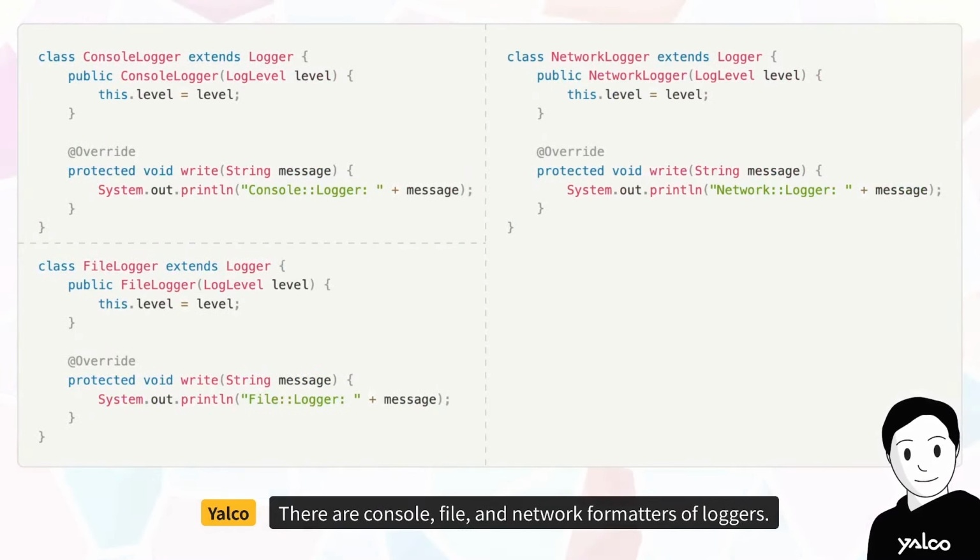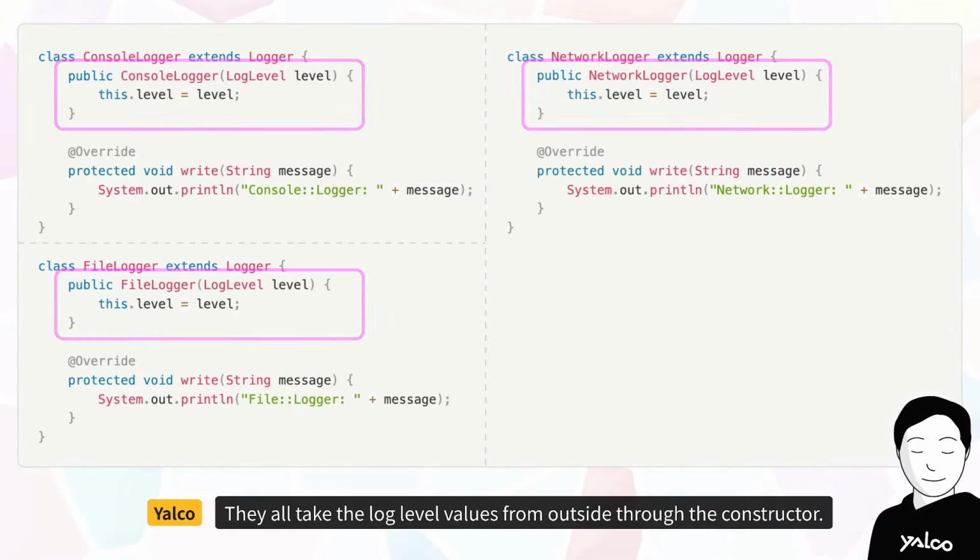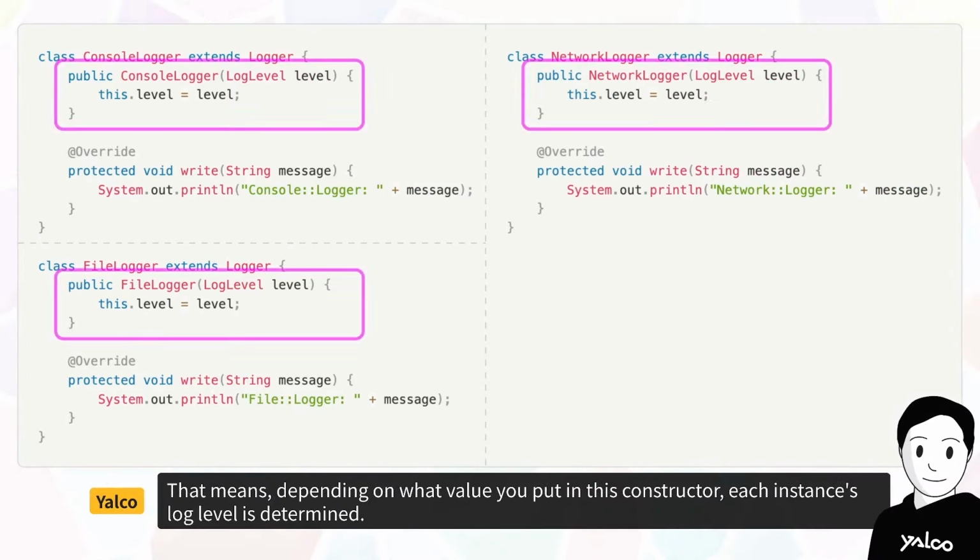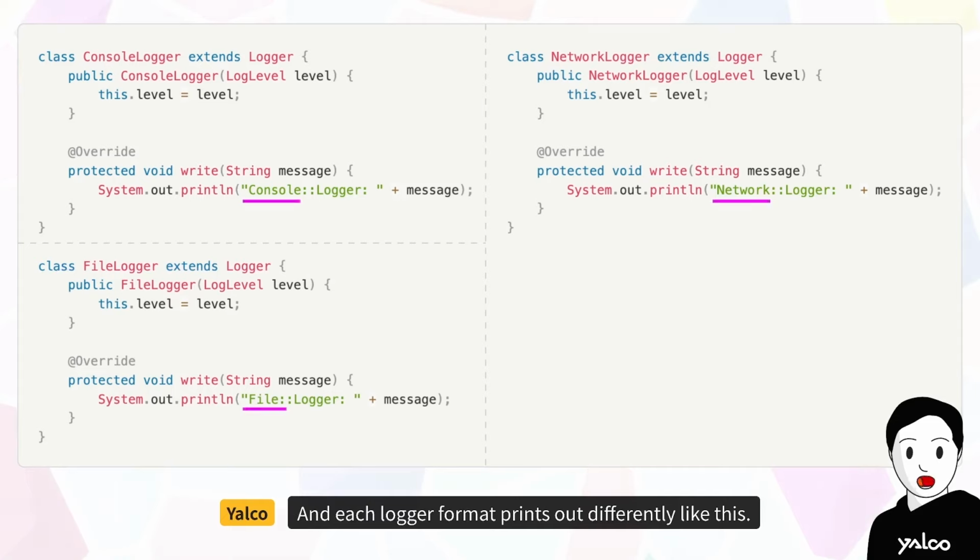There are console, file, and network formatters of loggers. They all take the log level values from outside through the constructor. That means, depending on what value you put in this constructor, each instance's log level is determined, and each logger format prints out differently like this.